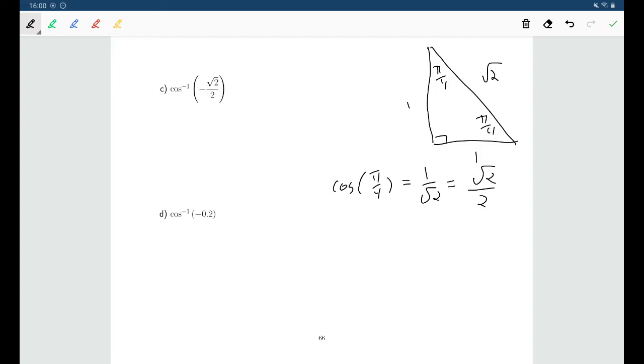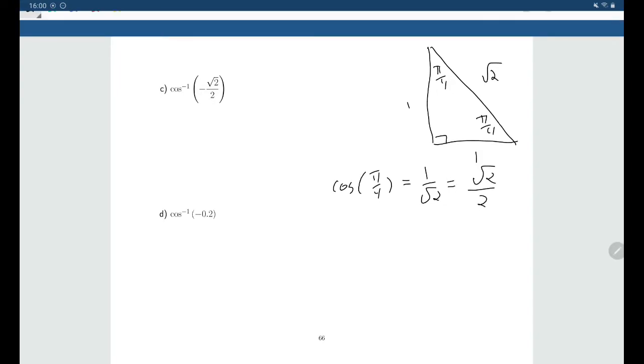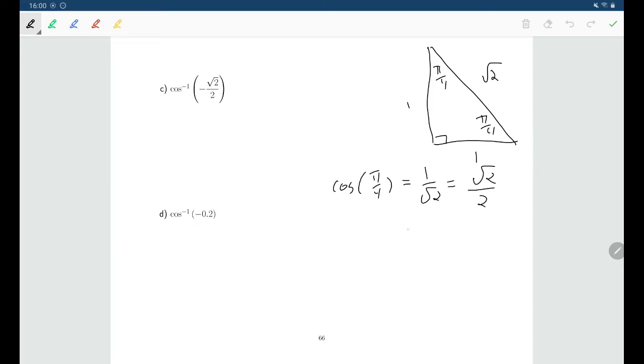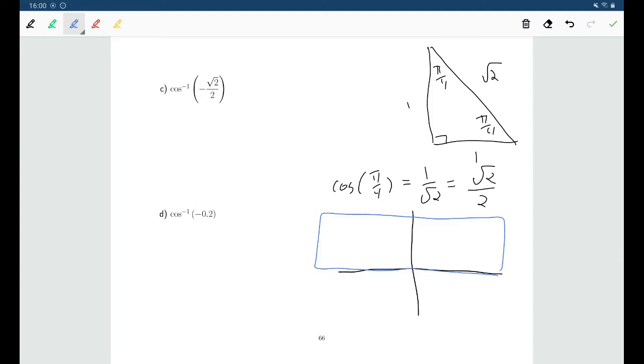So we want to know what angle it is that cosine of the angle gives us negative root 2 over 2. Now, of course, remember that for cosine, the domain that we're restricted to is from 0 to pi. So our angle has to be somewhere in quadrant 1 or quadrant 2. But we also know that it can't be in quadrant 1 because cosine would be positive there, and we're looking for cosine to have a negative output. That means that we must be in quadrant 2.